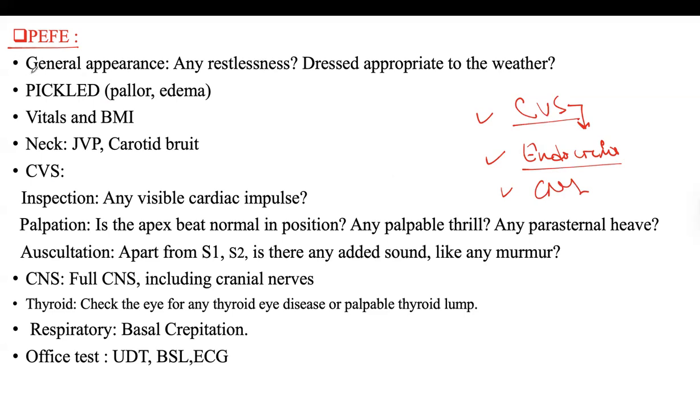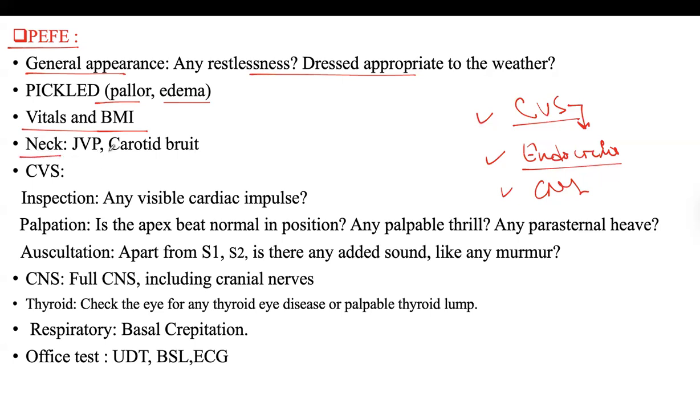So you start with the general appearance, any restlessness, and is the patient dressed appropriately for the weather? Why are we asking this? Because a hyperthyroid patient can be very restless, anxious looking, and they might not dress appropriately for the weather. Ask about any pallor, any edema, any dehydration. Pallor, definitely anemia is your differential, and edema for heart failure. Ask about vitals and BMI. Don't forget to ask about the pulse rhythm.